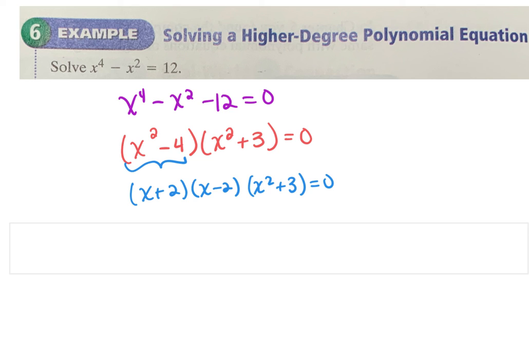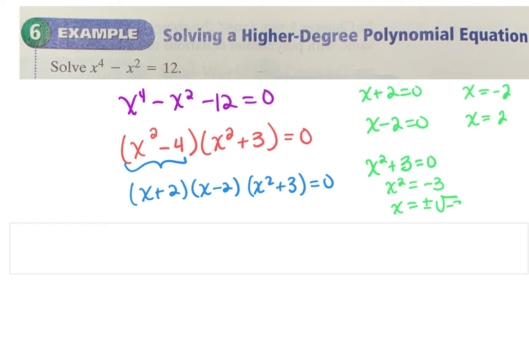So I'm going to set each factor equal to 0. X plus 2 equals 0, that's going to give me x equals negative 2. X minus 2 equals 0, that's going to give me x equals 2. X squared plus 3 equals 0. Well, that means x squared equals negative 3. That means x equals positive or negative the square root of negative 3. I need to simplify that one more time. X equals positive or negative i square root of 3. And so those answers are my x's.